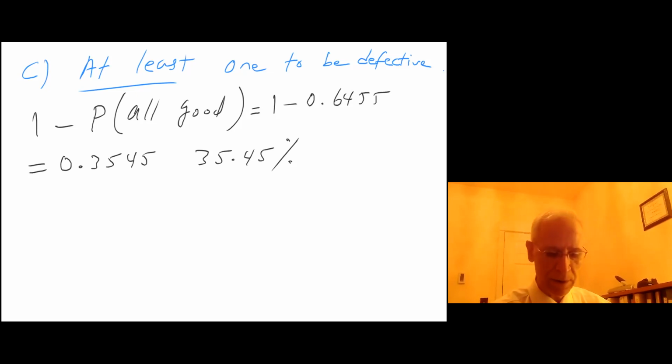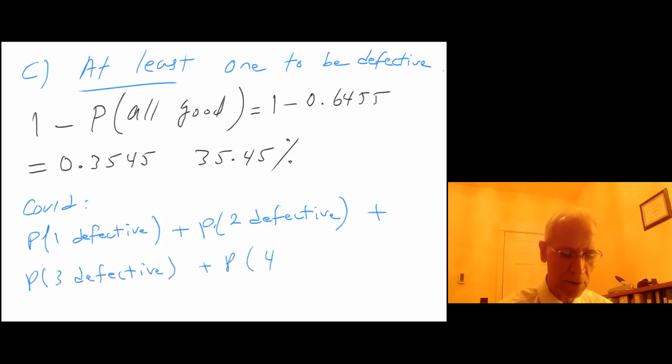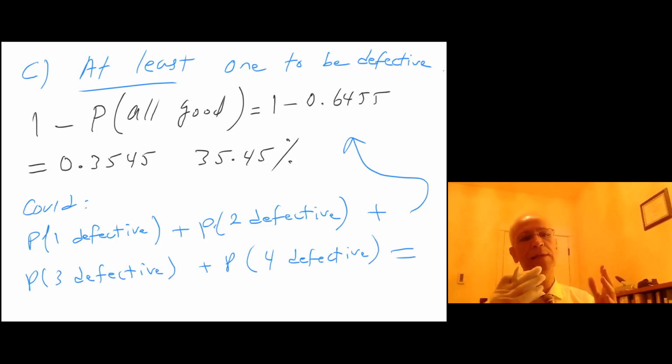So once again, you could, but I don't recommend it, say P of 1 defective plus P of 2 defective plus P of 3 defective plus P of 4 defective. That should give you the same number. That should give you the same calculation, but it's just longer. And when you take your exam, you're not going to have that much time to do things the long way.